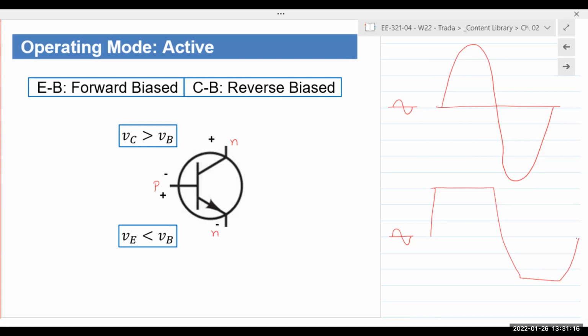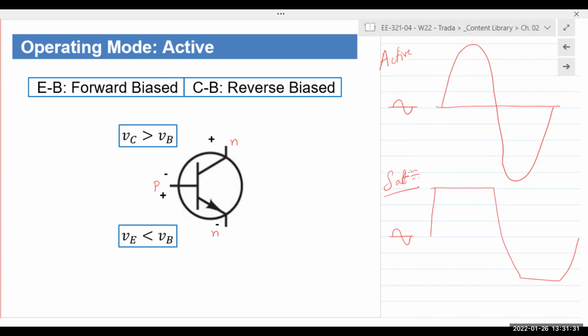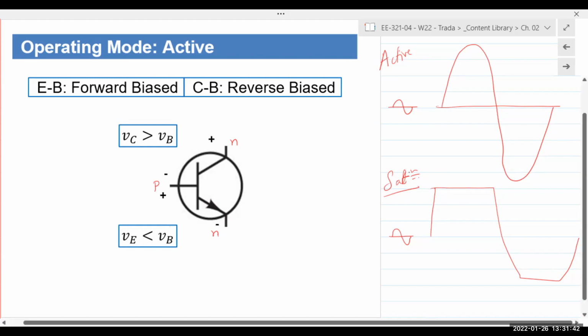So yes, let me write it down. So this is active. This is not quite saturation, but an approximate effect of what would happen when it's saturated, right? So much current is flowing through there that the output's already at a very, very high level. It never drops below a certain level.